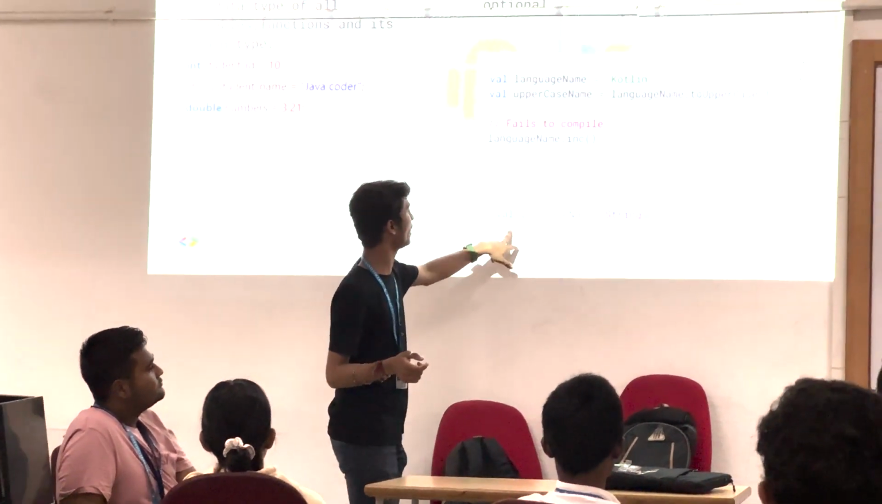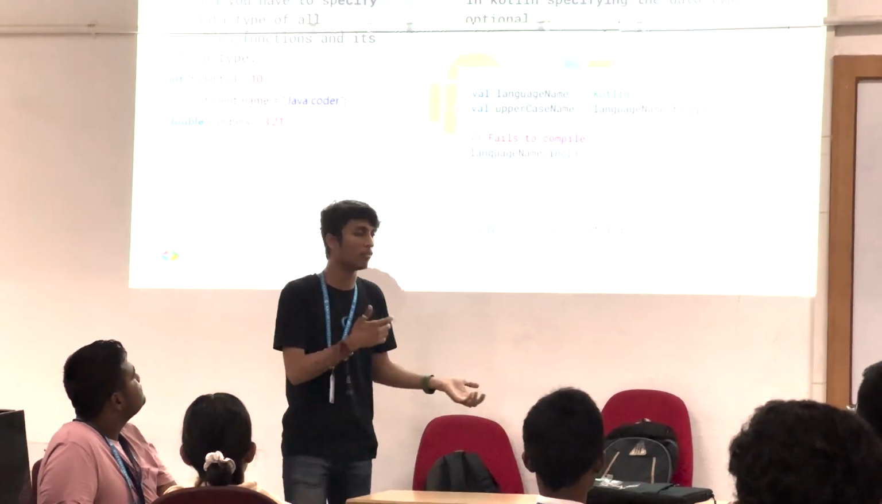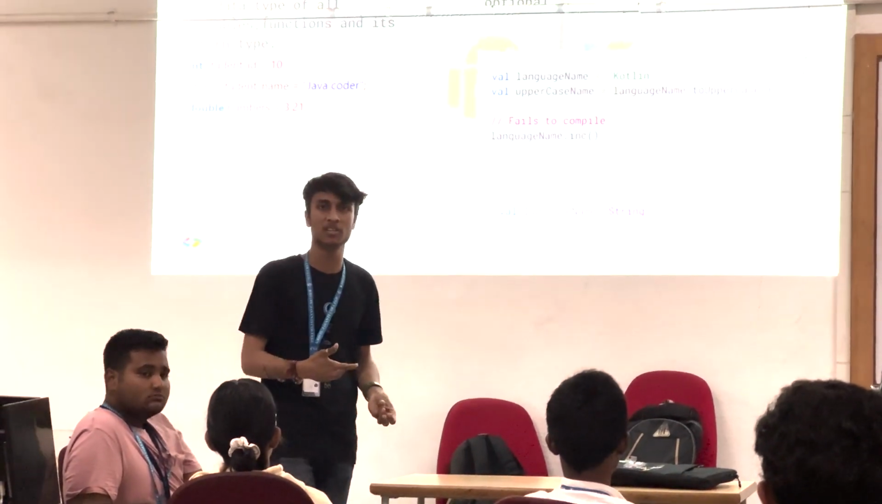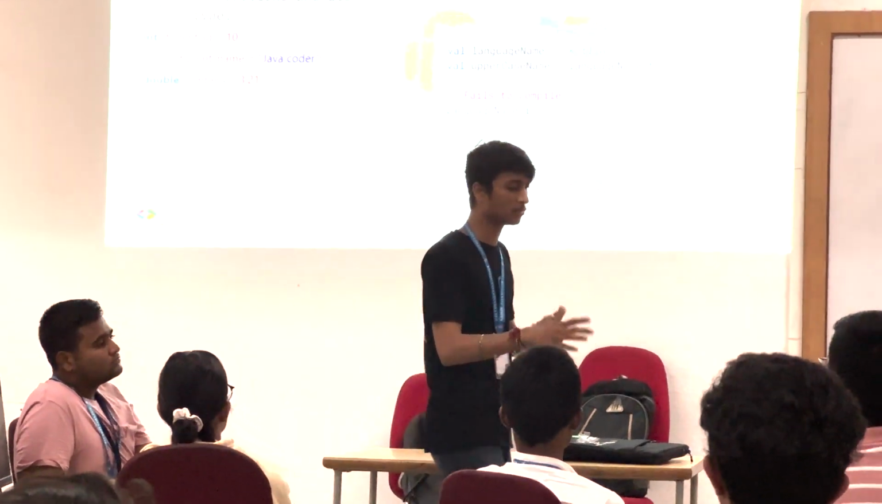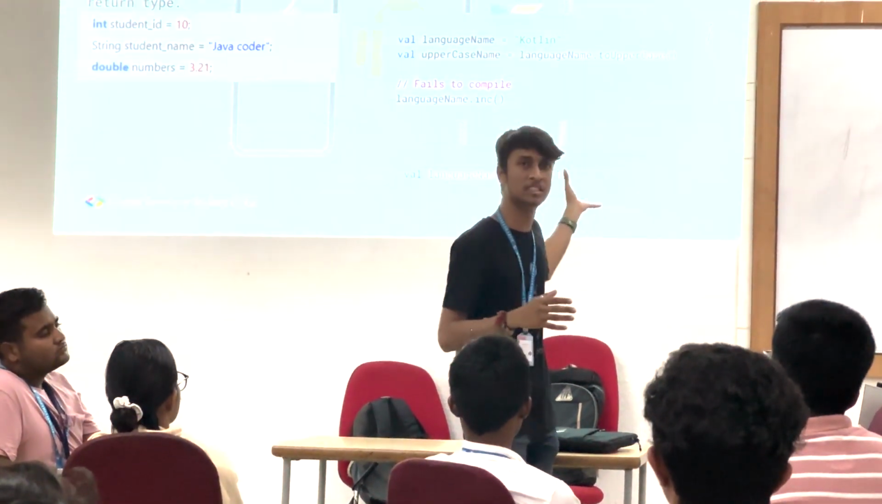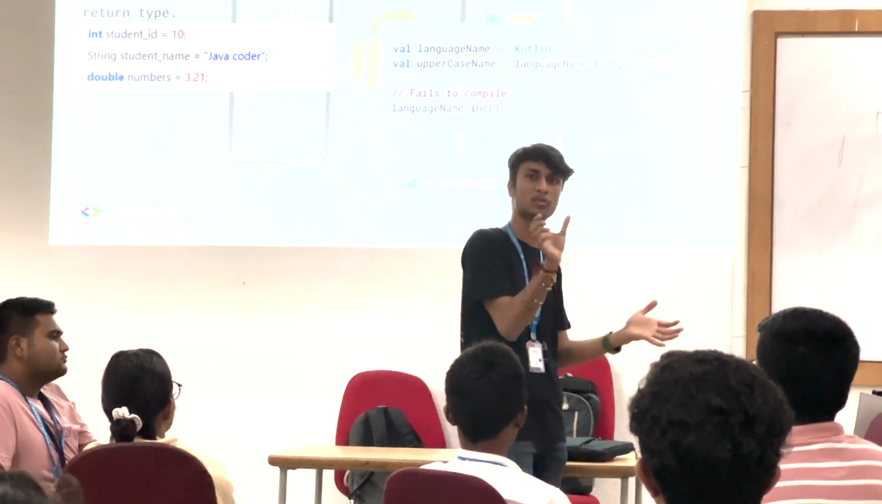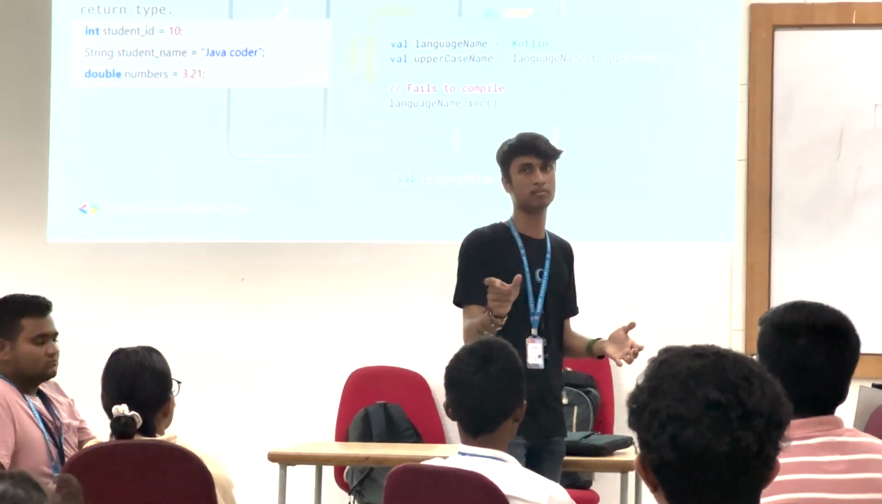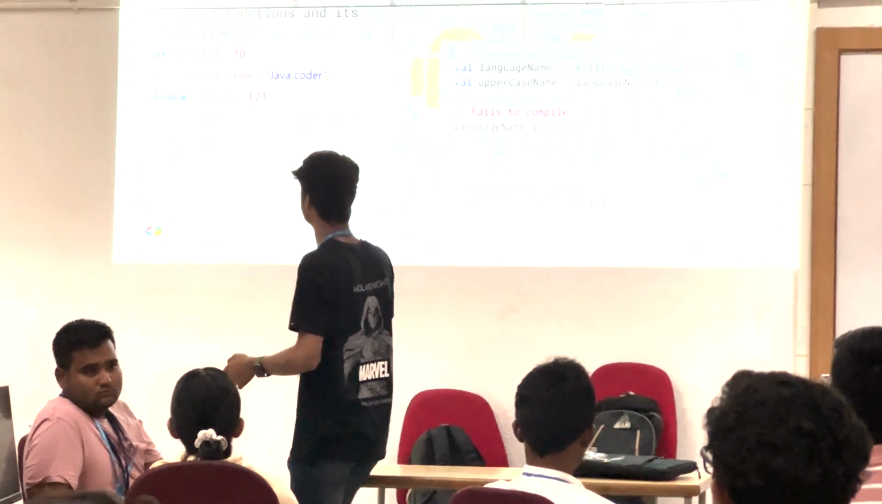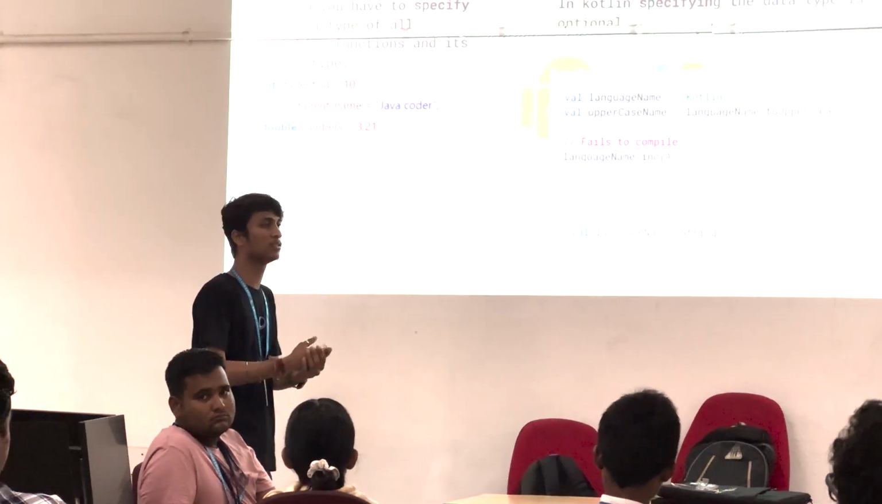And why do we specify it? Because we have a habit, so that it can show that this is a String type. Developers like me have a habit of specifying data types. So this is the second difference between Java and Kotlin.